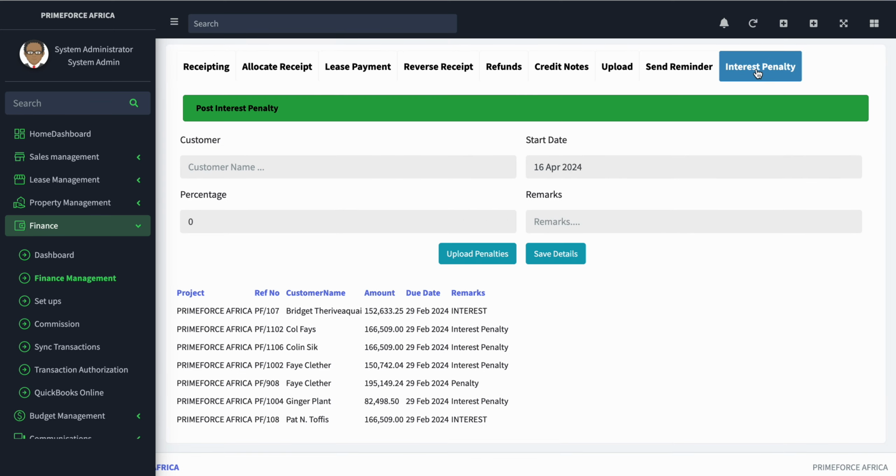You're also able to set up the penalties, which will then be computed on customers as penalties collectible due to non-payments as required.